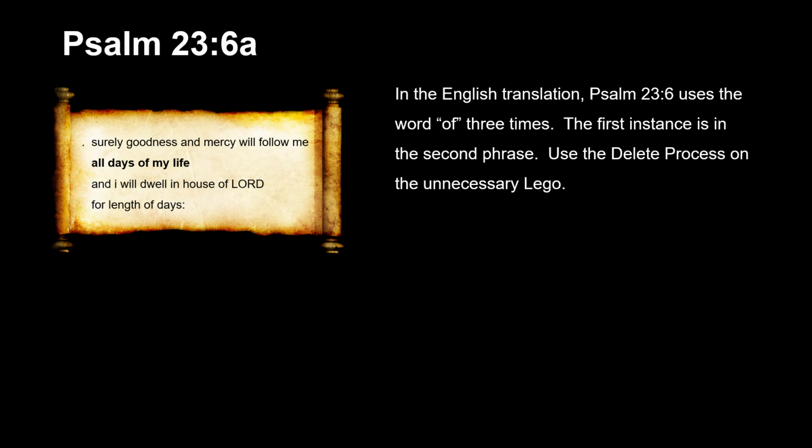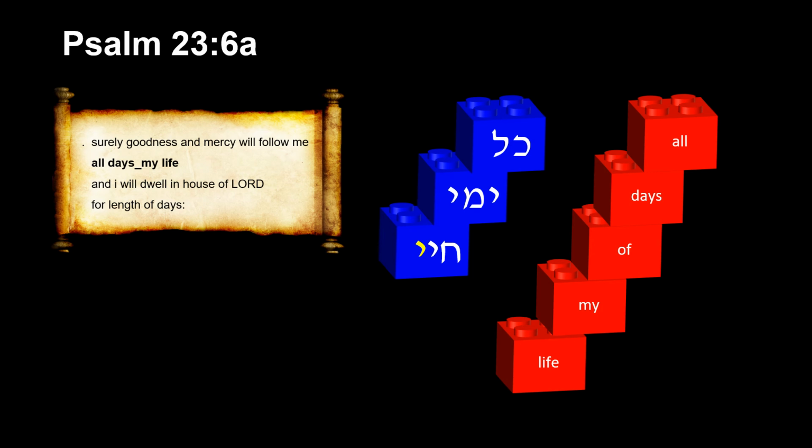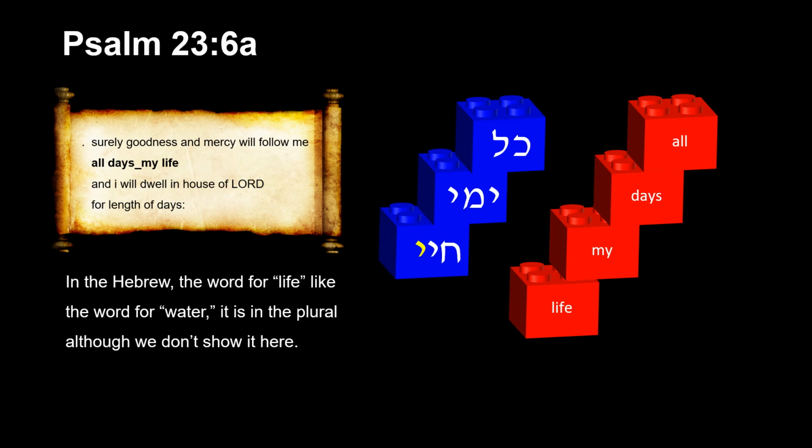And in Psalm 23:6a, in the English translation, Psalm 23:6 uses the word "of" 3 times. The first instance is in the second phrase. So use the delete process in your mind right now on the unnecessary Lego. Okay, so here we have it. Surely goodness and mercy will follow me all days my life, and I will dwell in house of Lord for length of days. Okay, so let's see how that happens. And there we have it.